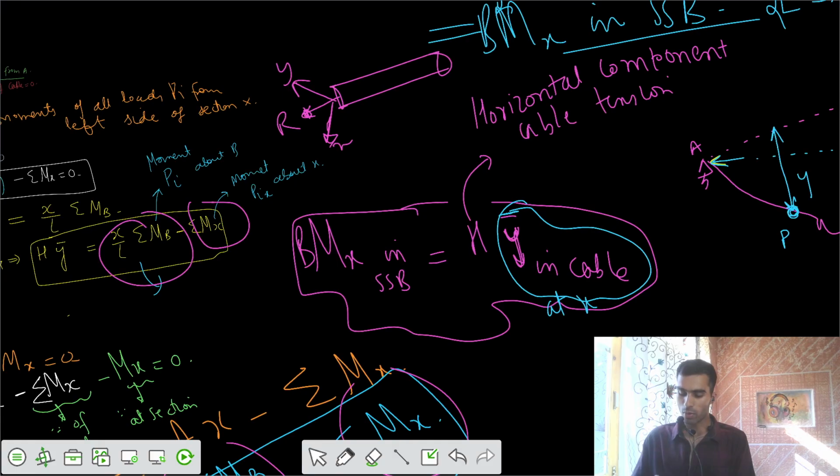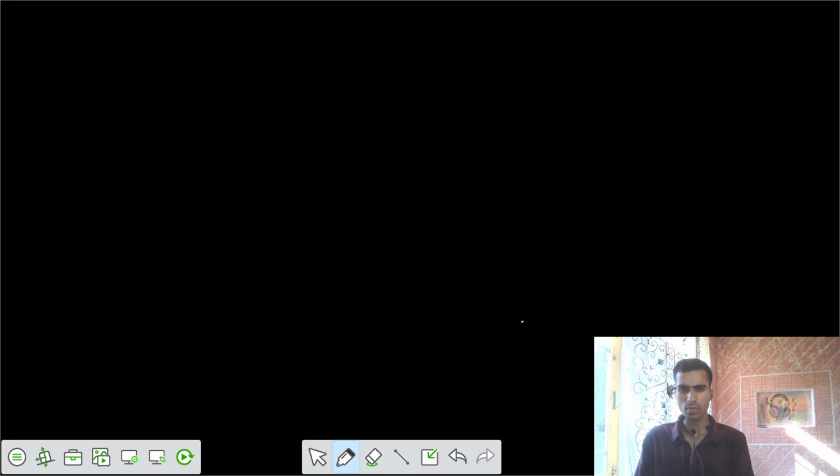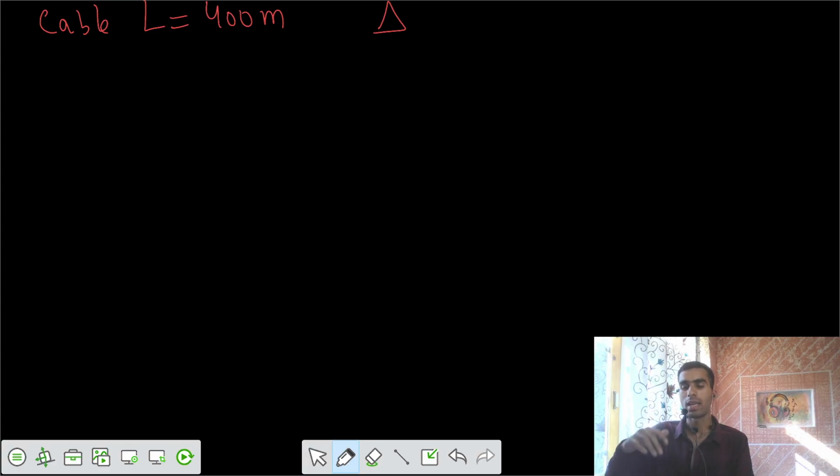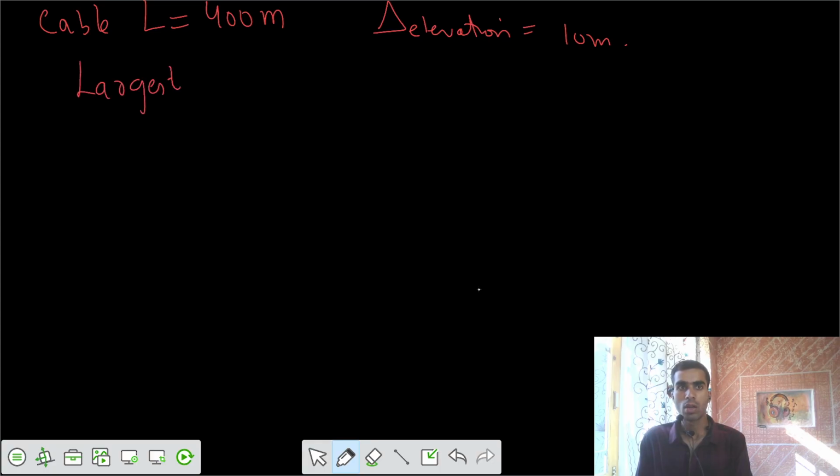Let's go for a problem that we have. The first problem is very simple, not a big task. It says that we have a cable of horizontal length equal to 400 meter, and delta, that is the vertical distance between the two supports, the elevation difference between the supports, equals 10 meter. And we need to get under which particular load we have the largest sag. That means at what location we have the largest sag of that cable.